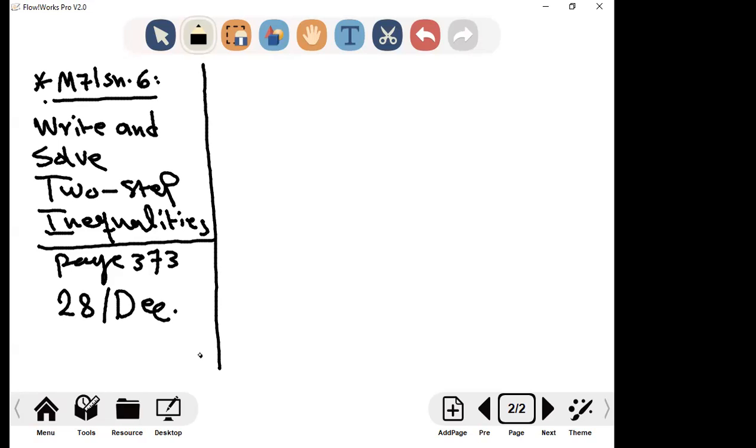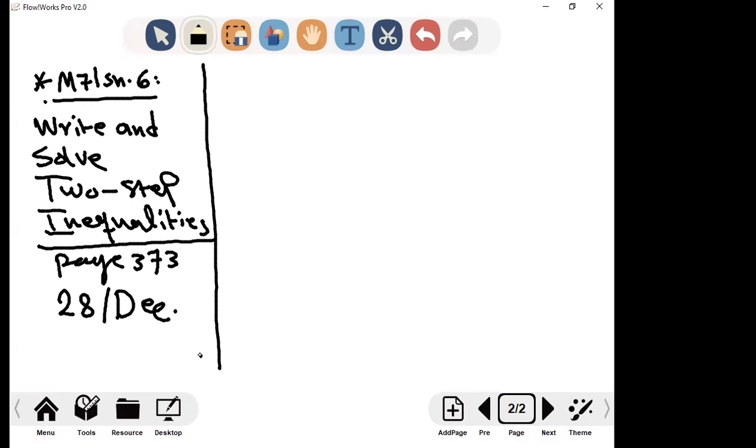Okay, guys. What we did until now with the inequalities. First, we solve one-step addition and subtraction inequalities, right? Then we write and solve one-step addition and subtraction inequality, right? Then the third idea we did multiplication and division inequalities with positive coefficient, right? Then we did multiplication and division inequalities with negative coefficient when we switch the sign of the inequality, right?